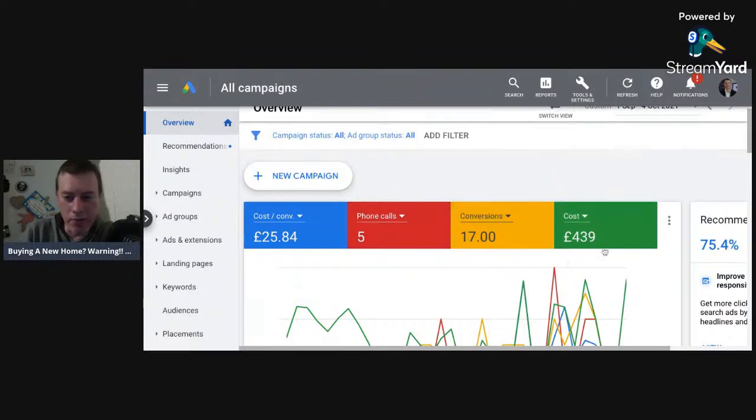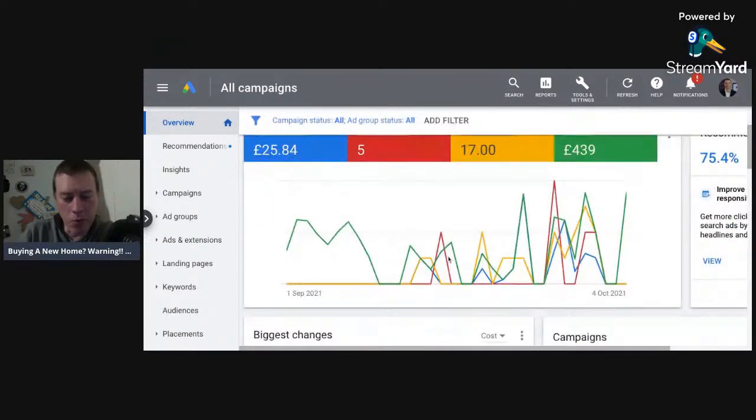We worked it out. That conversion metric there doesn't include these phone calls. It only includes this here. But I think it works out to about 15 quid or 10 quid a lead, depending on whether you want to divide the 439 by the 17 plus 5. So work that out yourself.